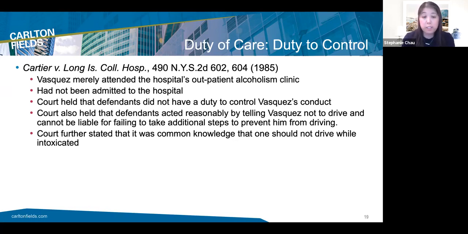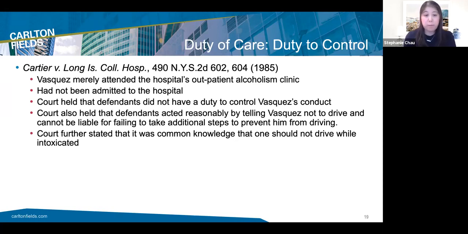The court also held that the defendants acted reasonably by telling Vasquez not to drive, and that the court said that the defendant could not be liable for taking additional steps beyond telling the patient not to drive to prevent him from driving. And the court stated that it was common knowledge that one should not drive while intoxicated. So putting in reasonable measures of protection, but also evaluating how much control you have over the patient, informs how much of the duty that you have.